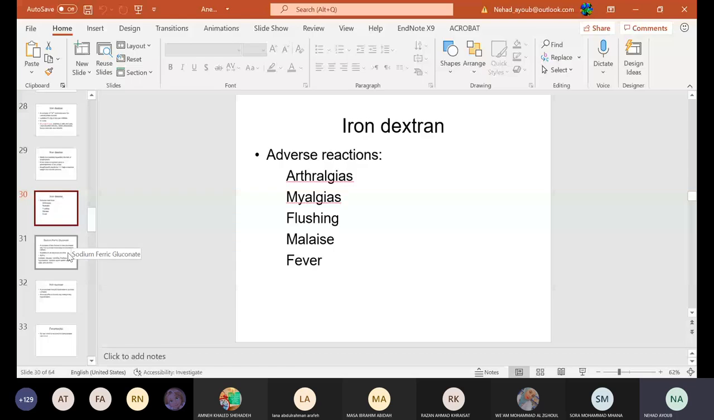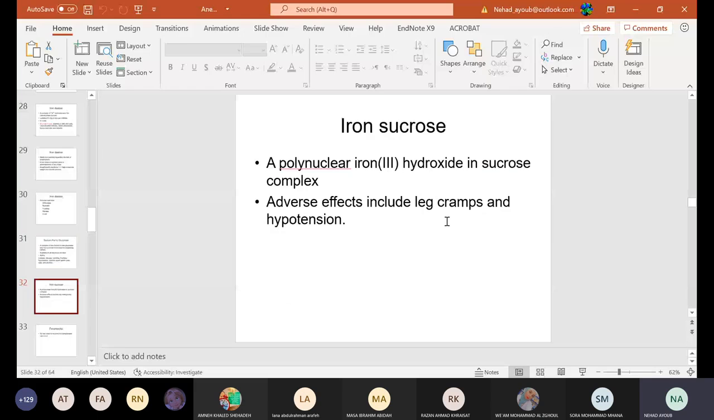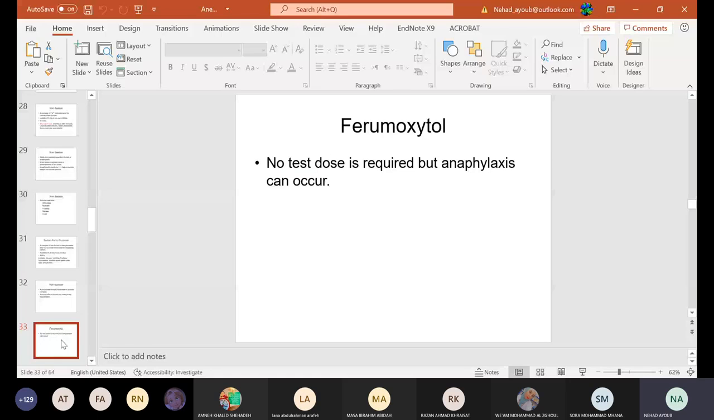هلا الفرق gluconate هو available يعني to be used available in aqueous solution. كمان بيعمل لي more or less flushing, hypertension, cramps, ache, muscle pain ممكن يعمل. Iron sucrose same thing can cause cramps, hypertension. بيشبهوا بعضهم بالadverse effect. الفاريماكسيتول ما بيحتاج روتين يعني test dose، بس anaphylaxis can happen مثل ما حكينا يعني all the 5 different preparations can actually cause anaphylaxis.